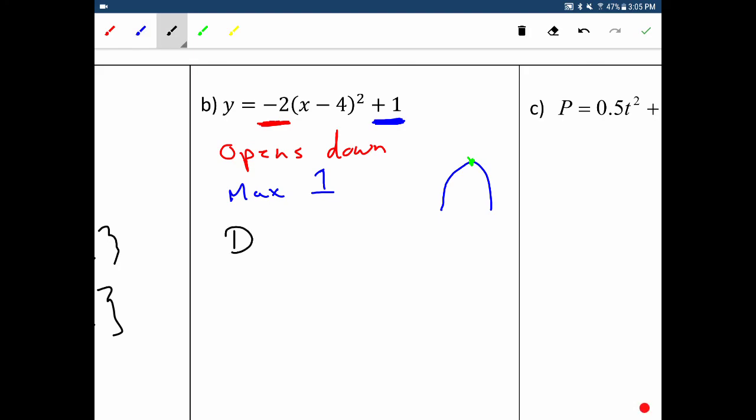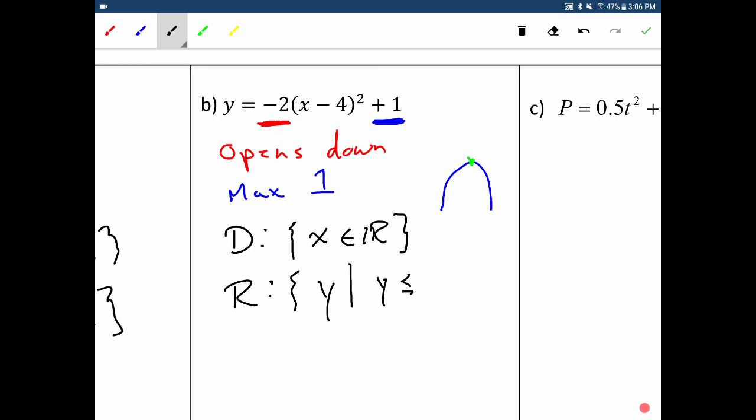So again, the domain for a parabola is just going to be x is an element of the real numbers. But now we can do the range, which is more complicated. Okay, and the way we're going to write this is a little tricky, but it just looks hard. It's just the same letters every time. So you're going to say it's y such that, that's what that vertical line is, such that y is less than or equal to the number 1, which was our maximum value. And of course, if that was a minimum value, we do greater than or equal to. And then we do where y is an element of the real numbers.